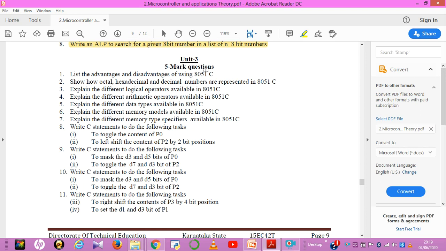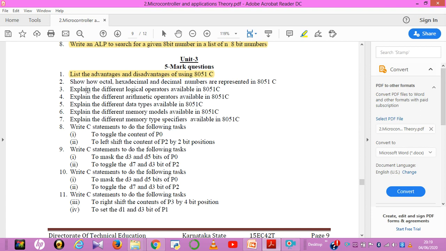Now we'll go for unit number 3. For 5 marks, the important question is, first, list the advantages and disadvantages of using C for 8051. What is the use of writing the program in C, and what are the disadvantages of writing the program in C?